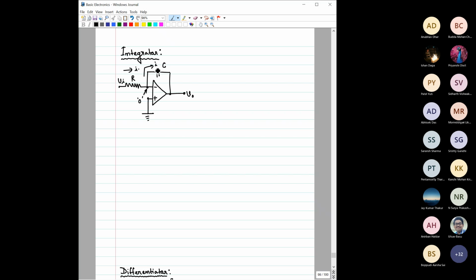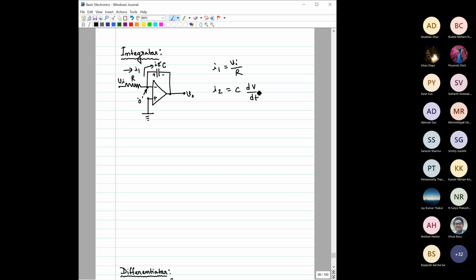Just relate these two currents and you should be able to find the relation between output and input. Let us write them as I1 and I2. What is I1? It is quite simple, it is Vi by R. What is I2? I2 is the current flowing through the capacitor, right? The voltage drop across the capacitor would be like this, with plus and minus, and there is a particular relation between the current flowing through the capacitor and its voltage, and that is C into dV/dt, right?